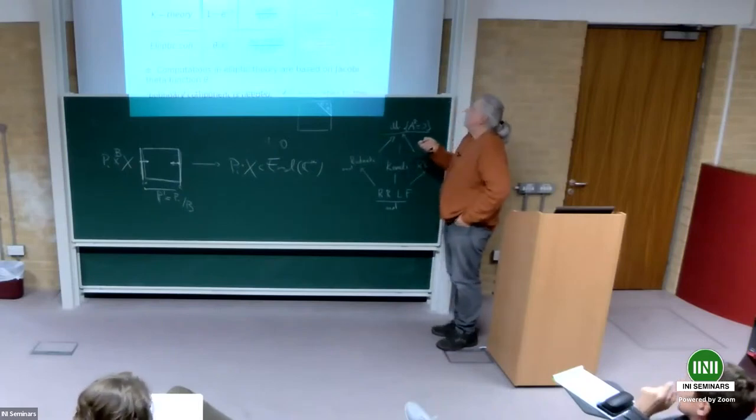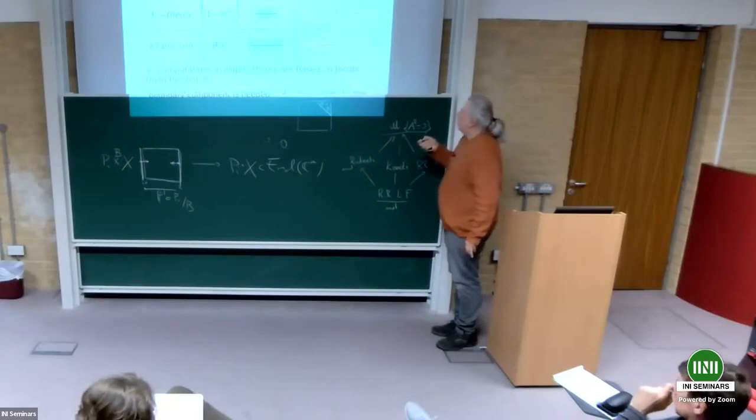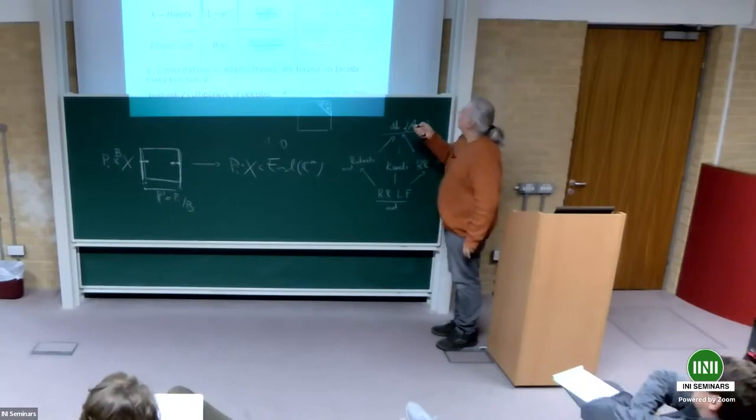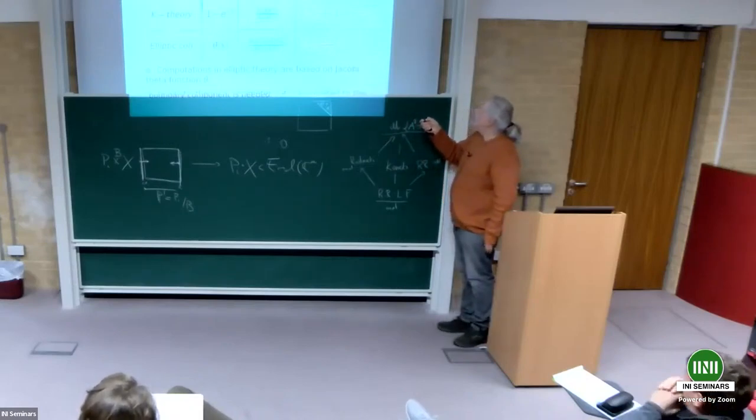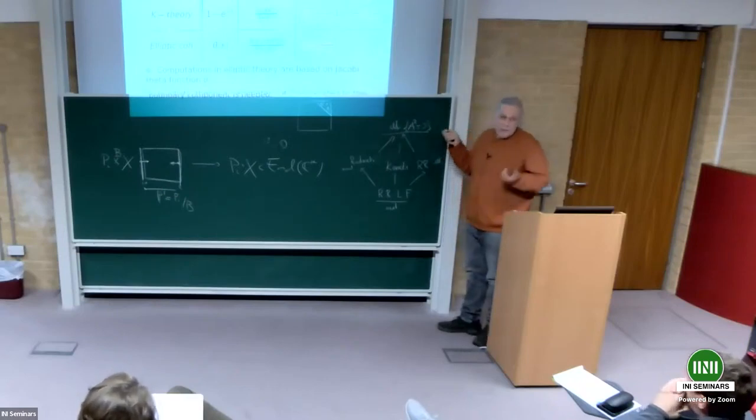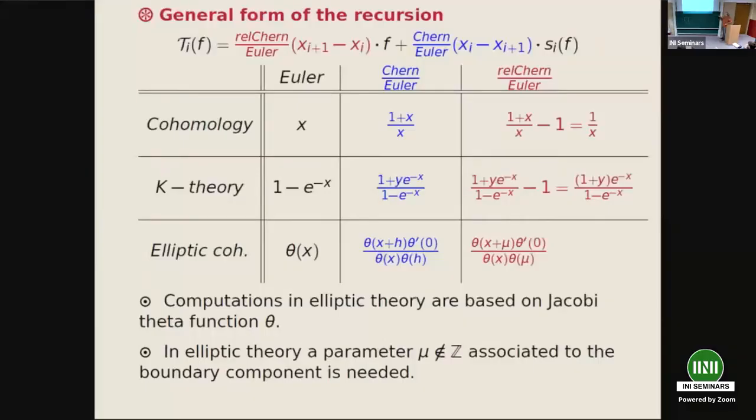This is computing just the Chern-Schwarz-MacPherson class. You have two factors. Here you take just the Chern class divided by the Euler class. And this relative one, you take the Chern class divided by the Euler class minus 1. It happens that it's 1 over x somehow. And then the same here for K-theory.